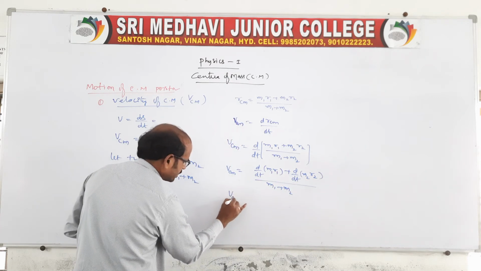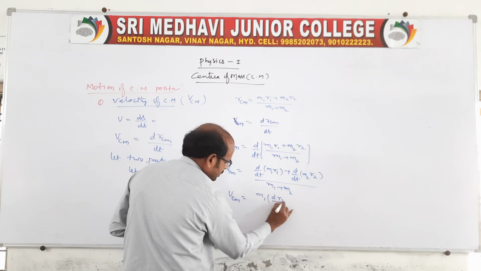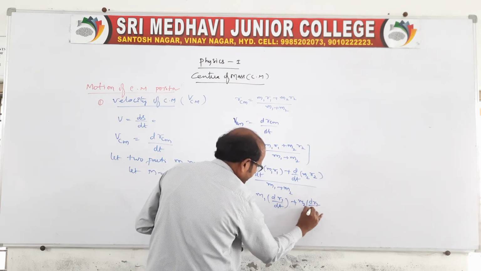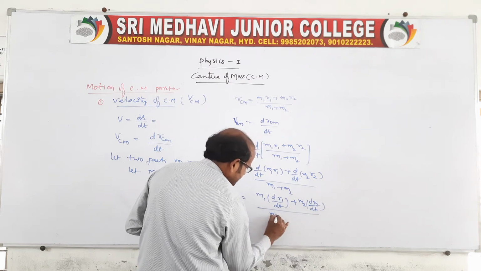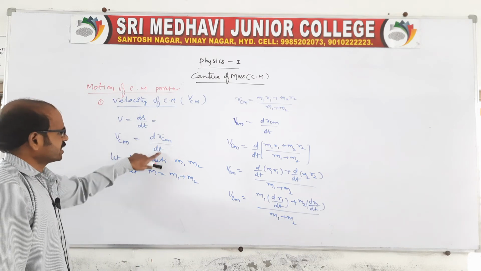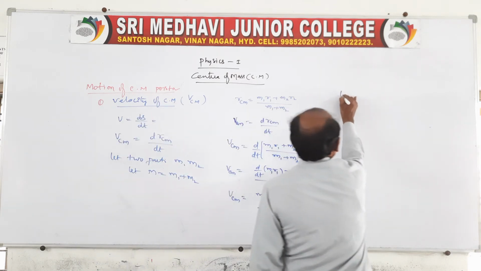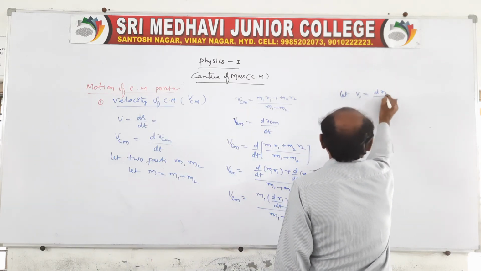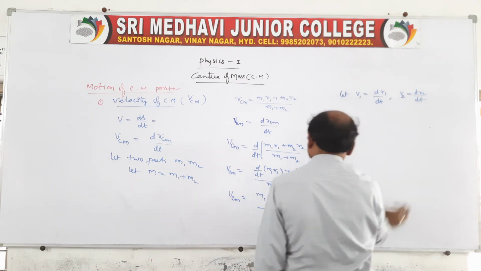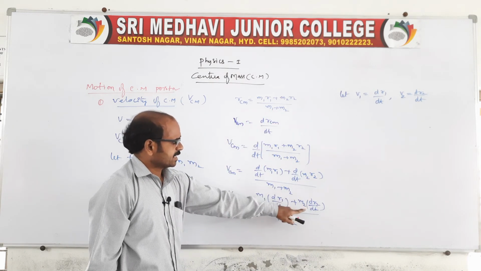Here also you take the multiplication in a simple manner. m1 is the mass of the first particle and m2 is the mass of the second particle, with dr1 by dt and dr2 by dt. VCM is nothing but dRCM by dt. So instead of RCM, R1 is there, so we can write: let V1 equal dr1 by dt, and V2 equal dr2 by dt. You replace dr1 by dt with V1 and dr2 by dt with V2.